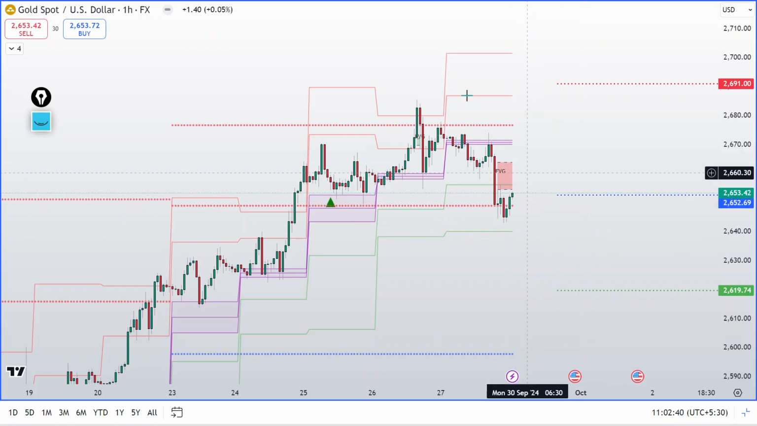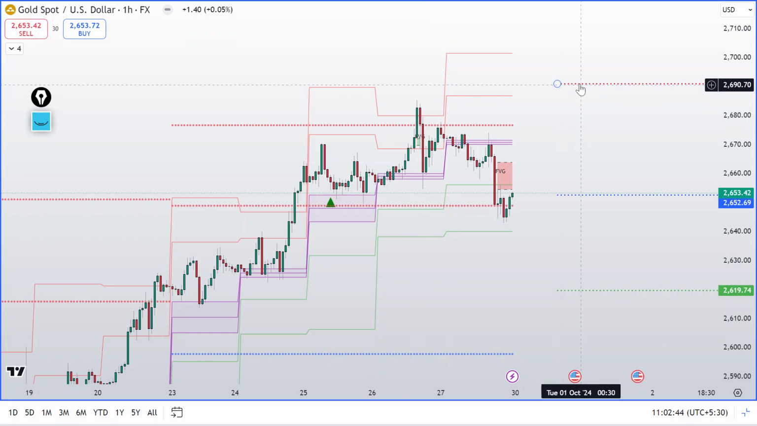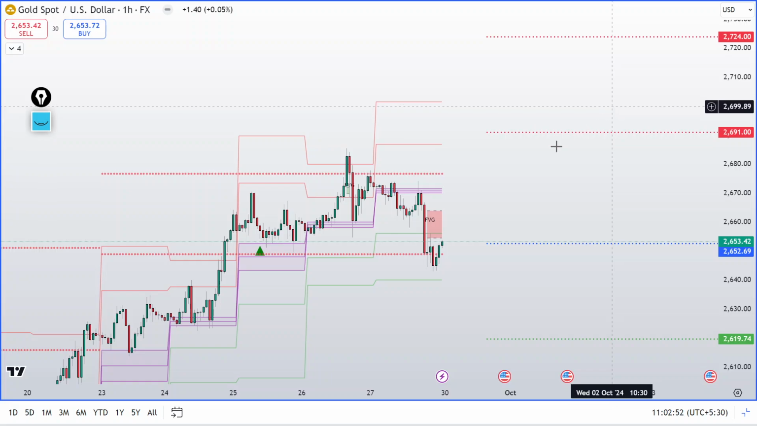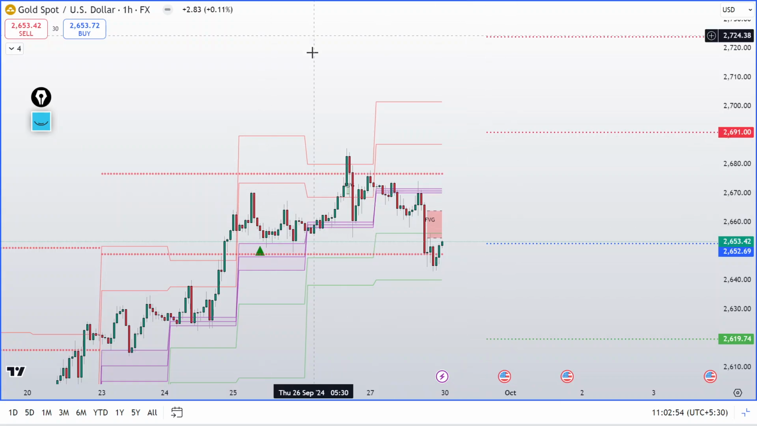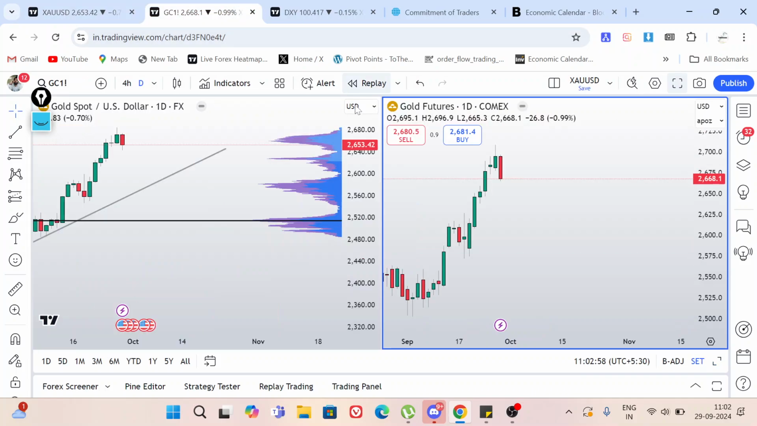For buy, again we have to wait for a breakout from the previous week high. The resistance on the weekly pivot is 2691 and the psychological level of 2700. These are the levels on the 1 hour time frame that we have to watch carefully.